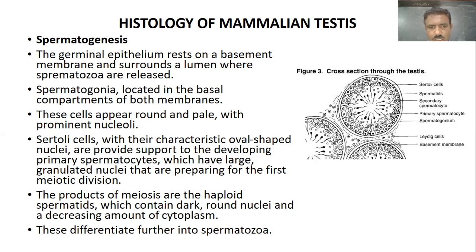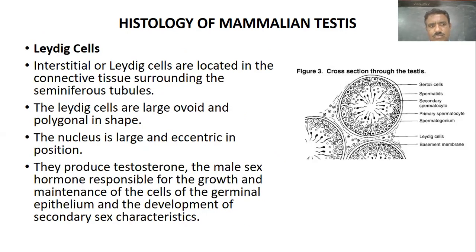The spermatogonia undergo meiosis to produce the haploid spermatids, which contain dark round nuclei and a decreasing amount of cytoplasm. These spermatids differentiate further into spermatozoa.